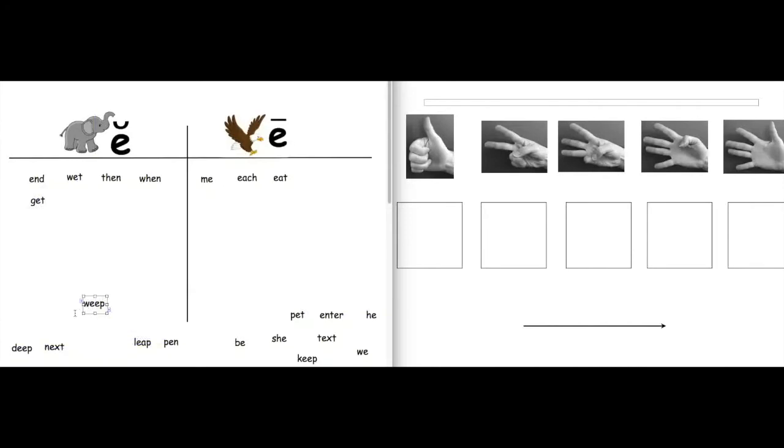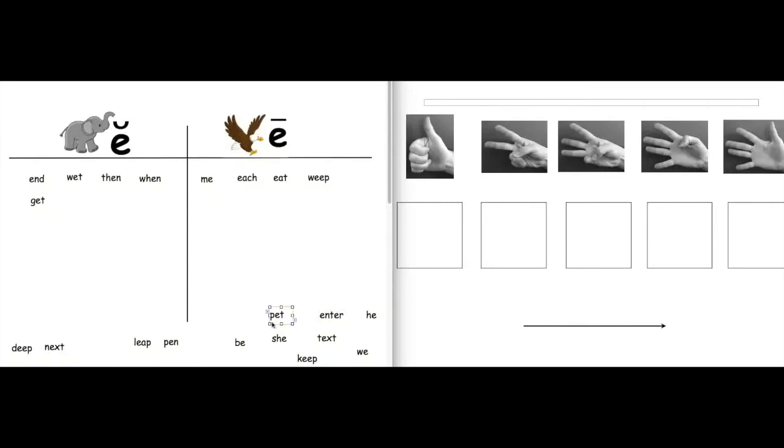Weep. Oh, to weep means to cry. Weep. Let's make the sounds. W, E, P. Weep. 3 sounds. Do you hear it in the middle? E, a long E sound. Weep. Let's try this one.